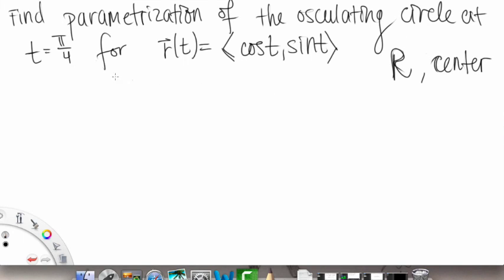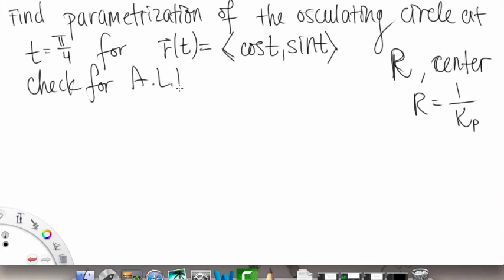So for the radius, we'll need curvature, right? Because the radius is 1 over the curvature at a certain point. The center has a totally different formula, and we'll get to that as the problem goes along. The first thing to check, to find the curvature, is to see if it's an arc length parameterization.